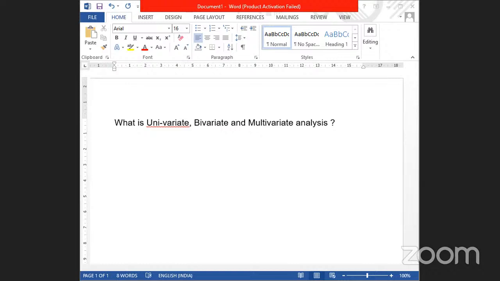So univariate statistics summarize only one variable at a time, and bivariate is for two variables, like comparing, and multivariate statistics compare more than two variables.